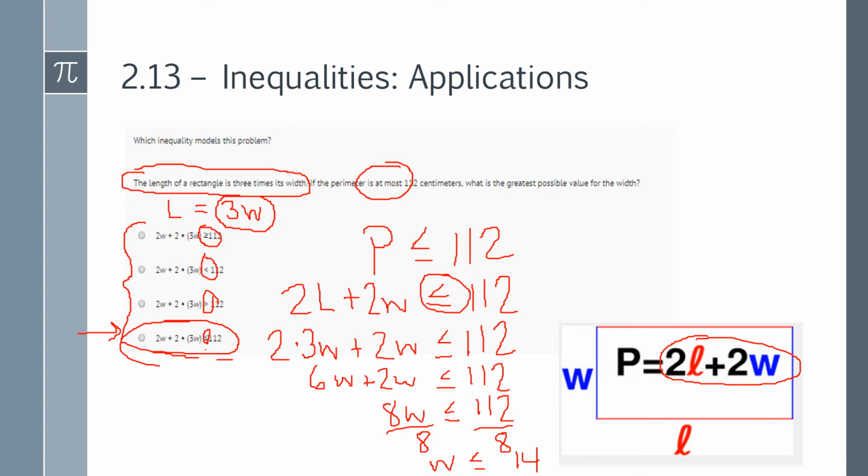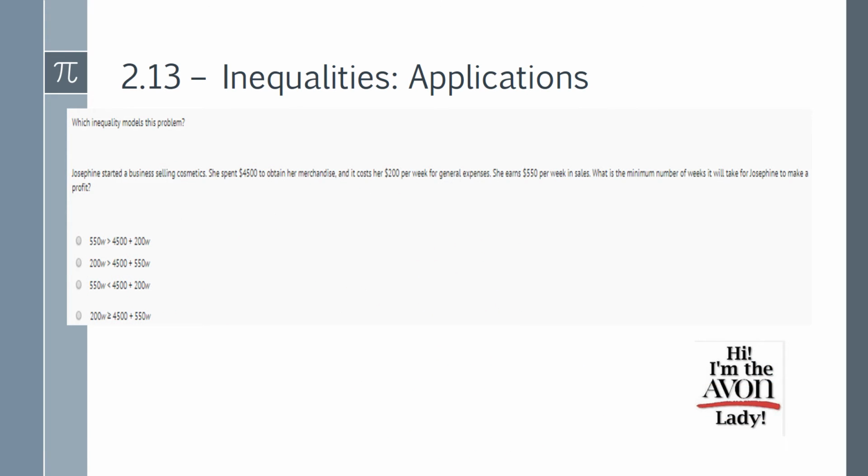Okay, so another problem. Which inequality models this problem? Josephine started a business selling cosmetics. She spent $4,500. So remember, spending, that's one of her costs, and that's to obtain her merchandise. So she's got to buy the mascara, the eyeshadow, the lipstick, etc. So this is a cost. And it costs her $200 per week.